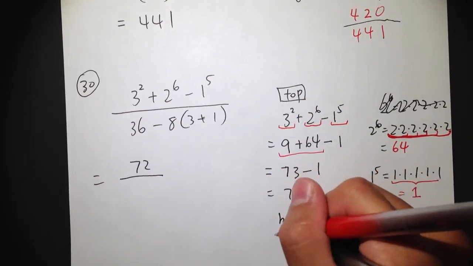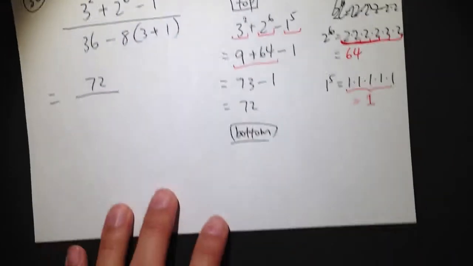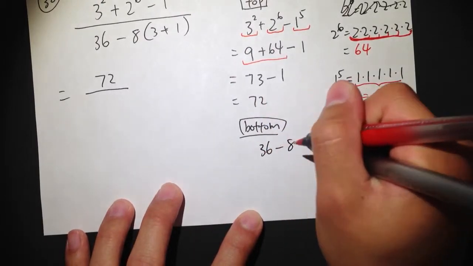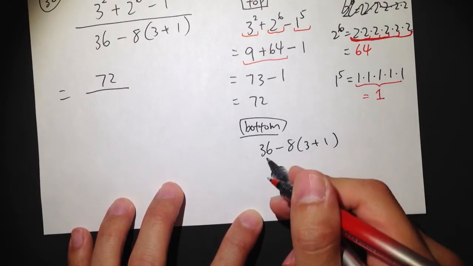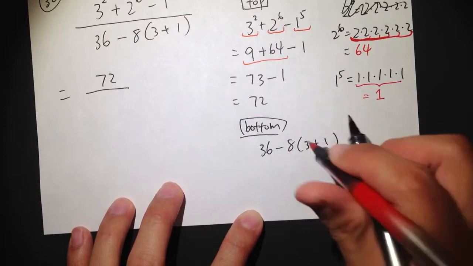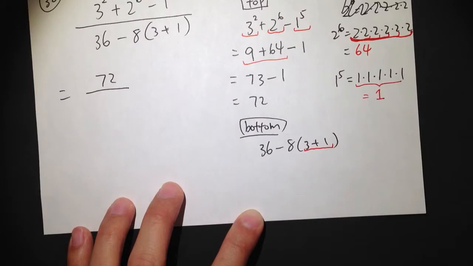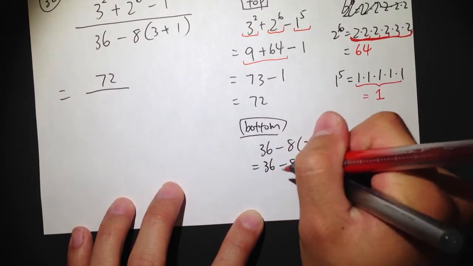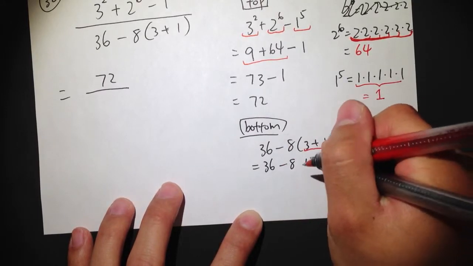And let's look at the bottom. For the bottom, I have 36 minus 8, parentheses 3 plus 1. Do not just do 36 minus 8. We need to work out the order of operations and follow that. Do the inside of the parentheses first. So I have 36 minus 8, and 3 plus 1 is equal to 4.